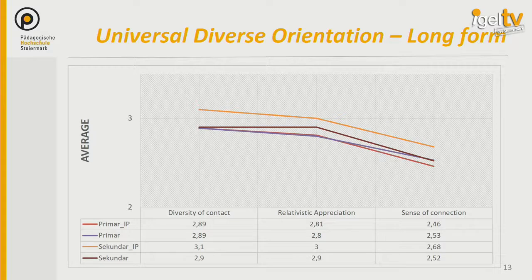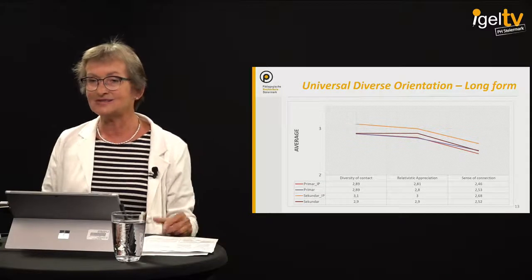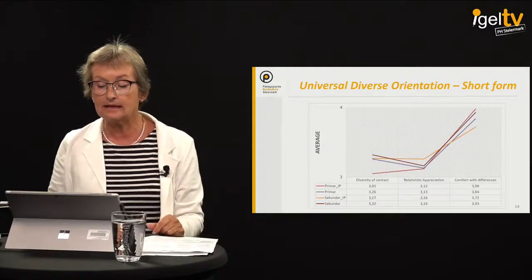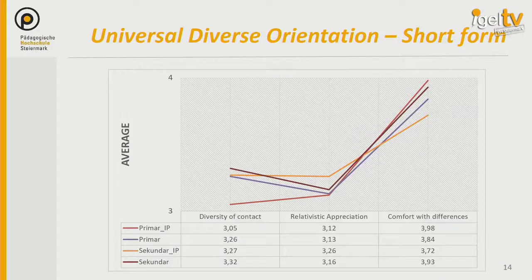Diversity of contact implies the interest in participating in diverse social and cultural activities. Then relativistic appreciation is the extent to which students value the impact of diversity on self-conception. And the sense of connection means the degree of comfort in interaction with heterogeneous individuals. So there's not really that the line moves up or down considerably. Even in the short form, we see that the average moves pretty close.